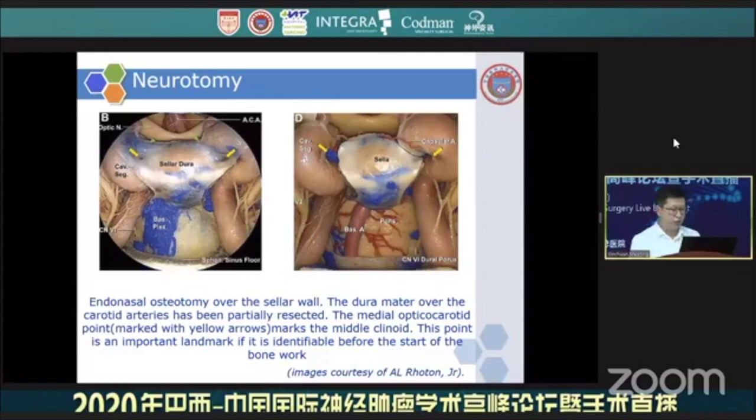This is the nasal osteotomy over the cellular wall. The dura mater over the caudate arteries has been partly resected. The medial optic caudate point marks the middle clinoid. This point is an important landmark if it is identifiable before the start of the bone work.